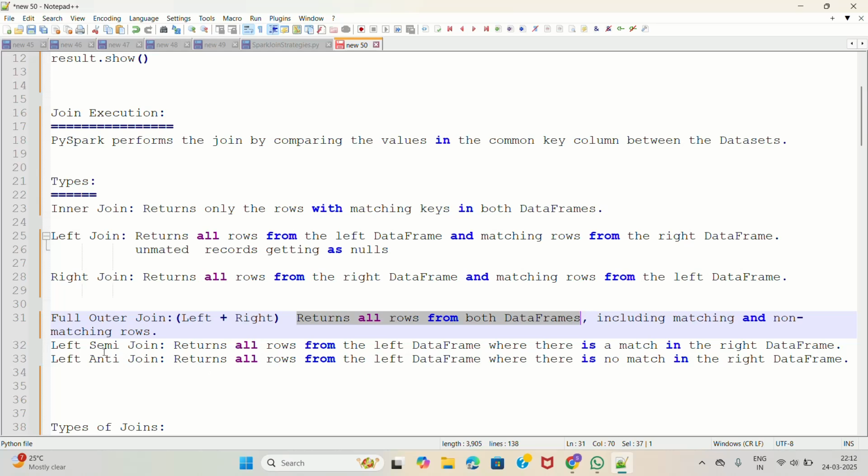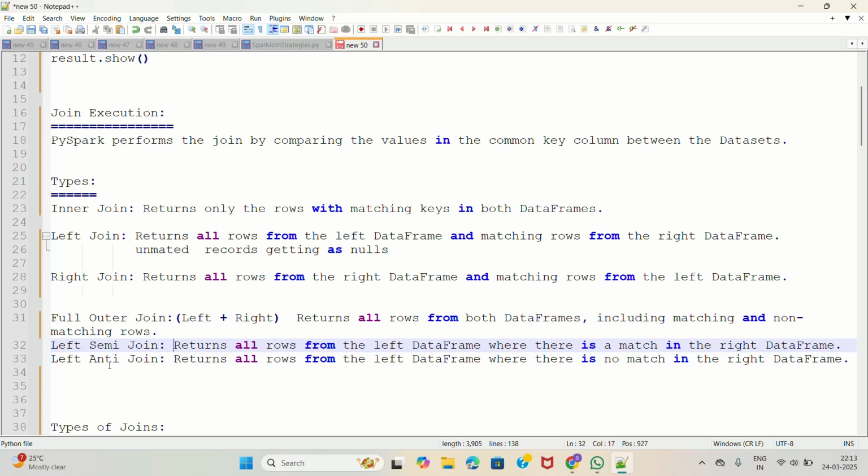Okay, the left semi join returns all rows from the left data frame where there is a match in the right data frame. It will give only the matching ones. I mean, left semi join returns all rows from the left data frame where there is a match in the right data frame only.